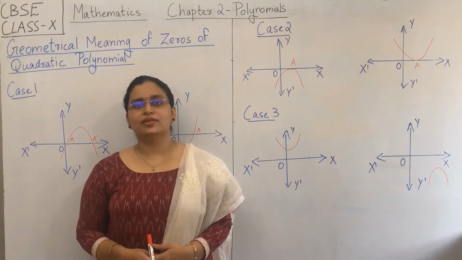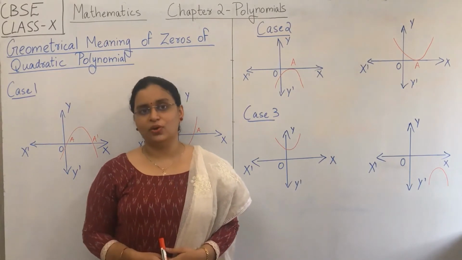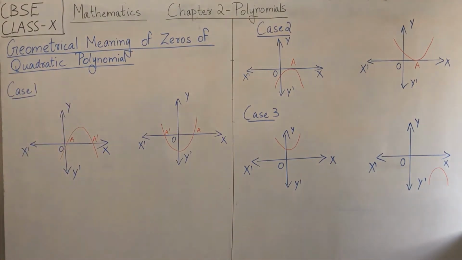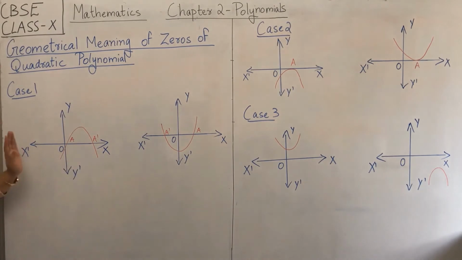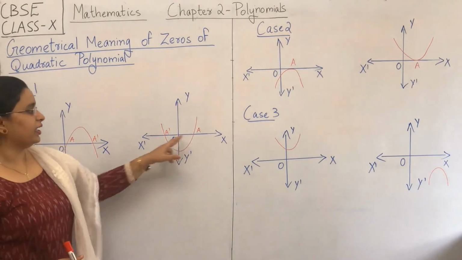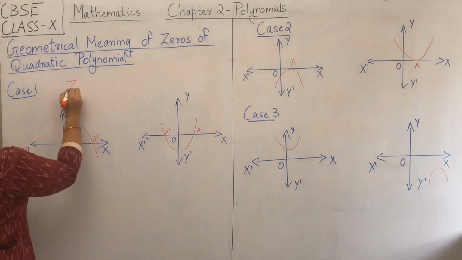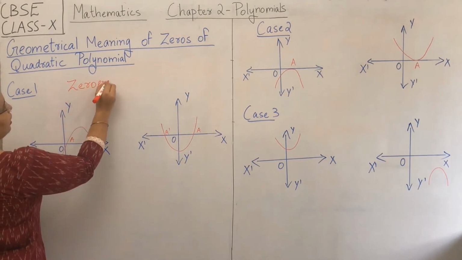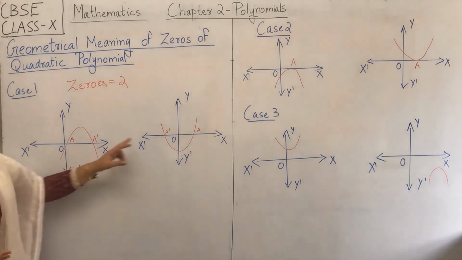Okay, there are 3 cases of the geometrical meaning of zeros in the case of a quadratic polynomial. Case 1: here there are 2 points, A and A', at which the graph intersects the x-axis. Here also A and A'. The only difference is that it is the negative x-axis. So here the number of zeros equals 2, that is, it intersects at 2 distinct points.